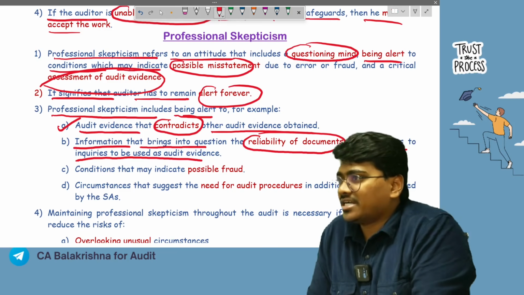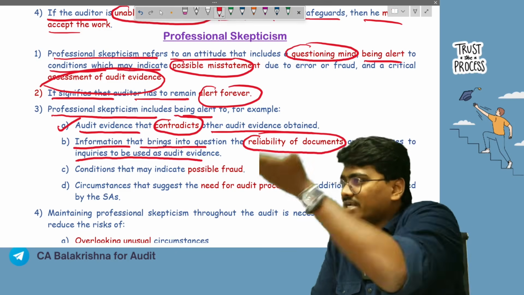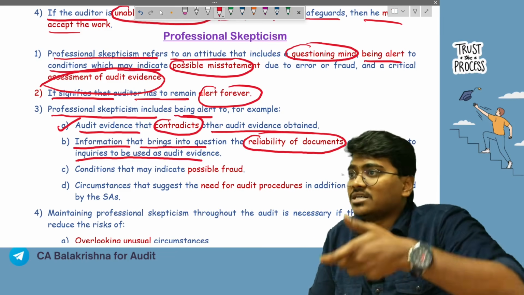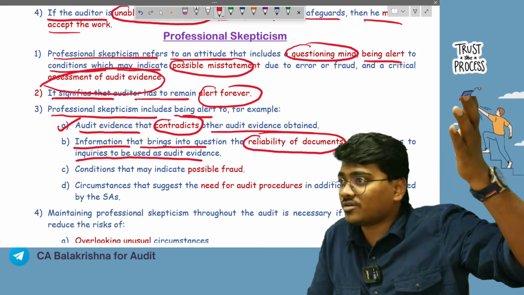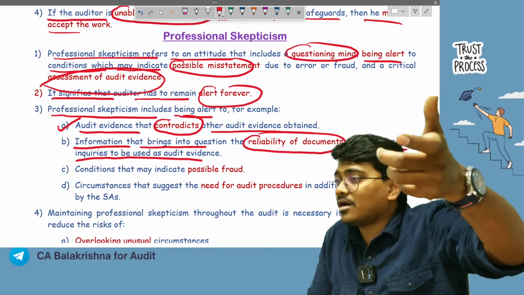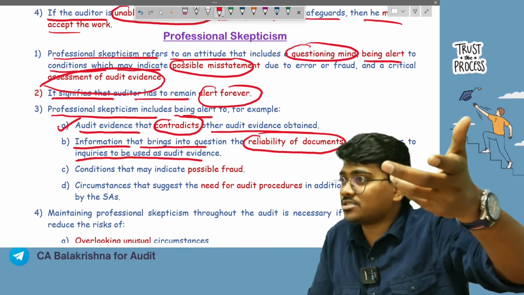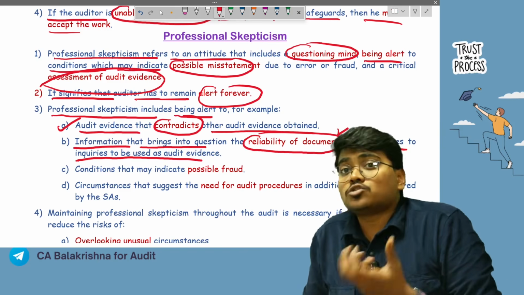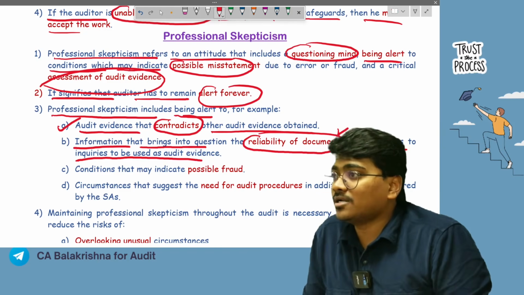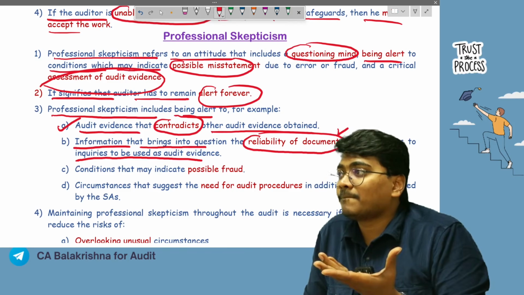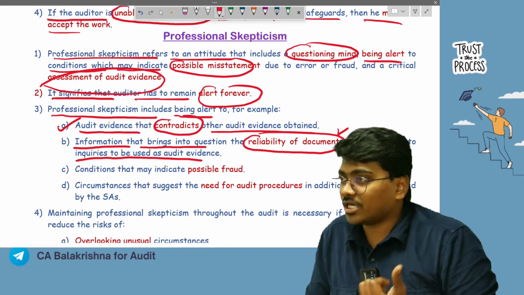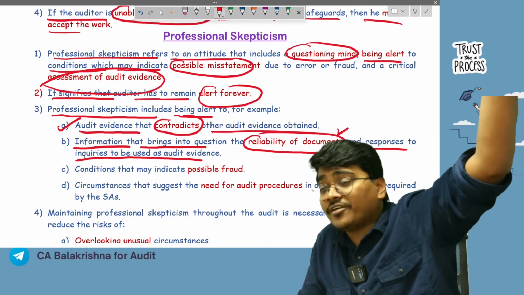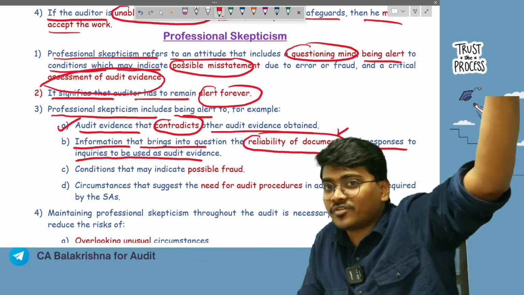Reliability of the audit evidence means you will check whether it has actually been received from the debtor, whether it has actually been signed by the debtor, or whether management is trying to manipulate me, like in the case of the Satyam scam, where they had fake fixed deposits. So you will be checking the reliability of the documentation, which also means that you are exercising your professional skepticism. Okay, so in the case of the Satyam scam, auditors failed to exercise professional skepticism.